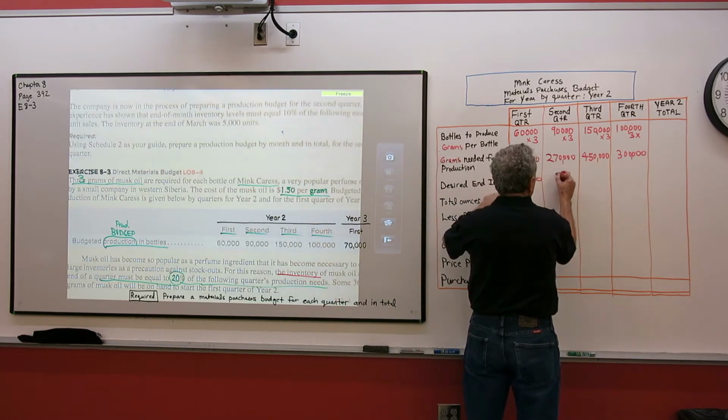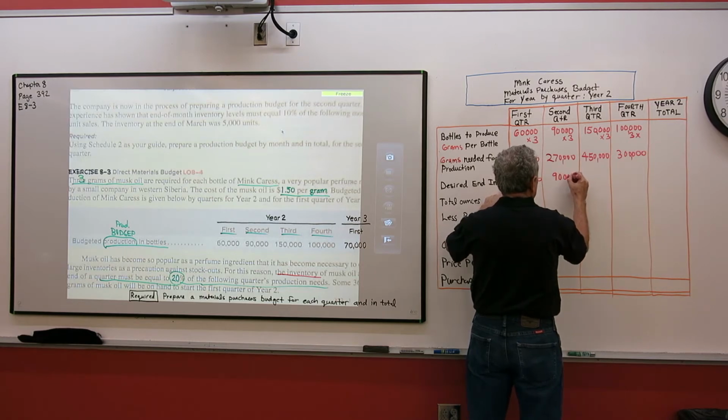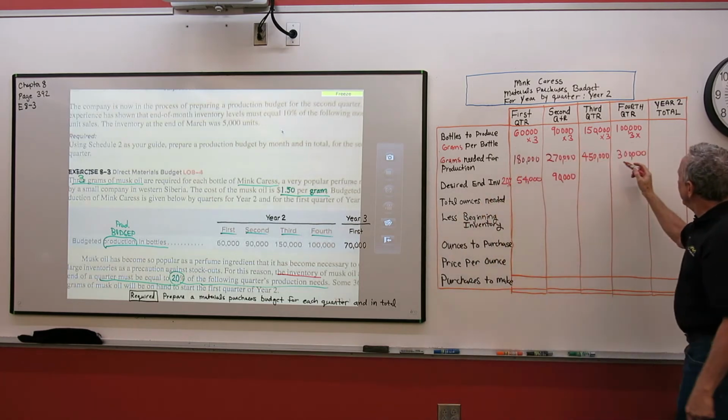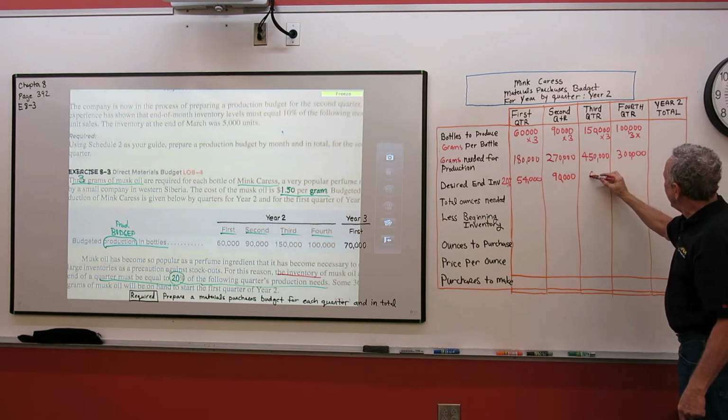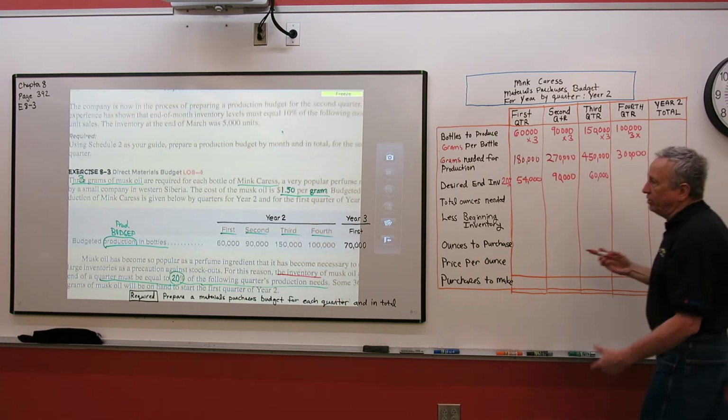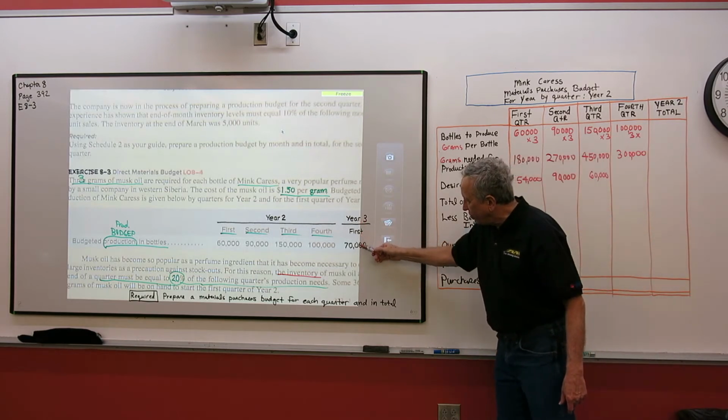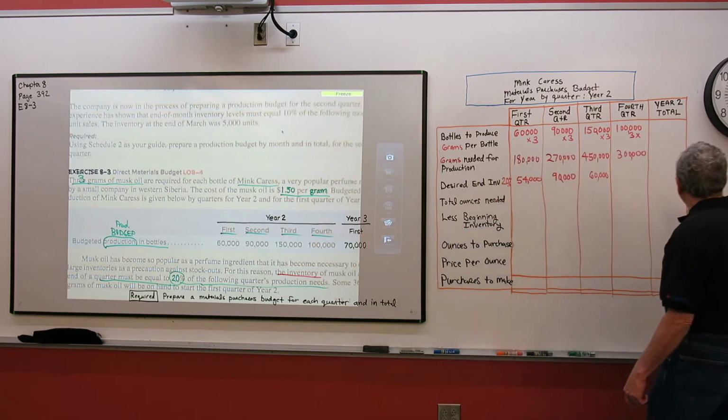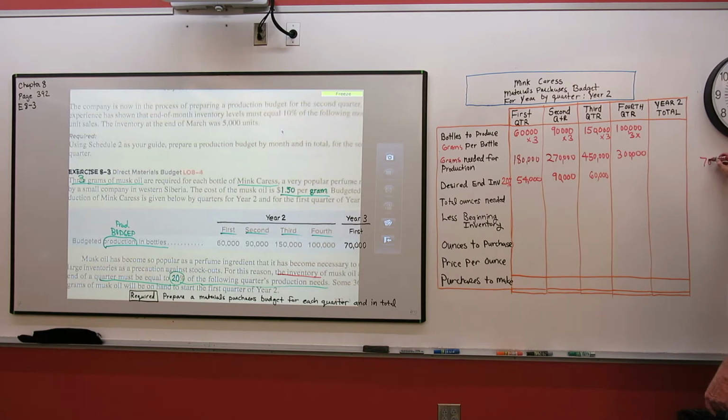20% times 45 is 90,000 grams. 20% times 30 is 60,000 grams. And we don't have the next month, but we do. In year 3, they did give us the first quarter, and it's 70,000. Let's jump out there and do this. 70,000. That was in bottles.